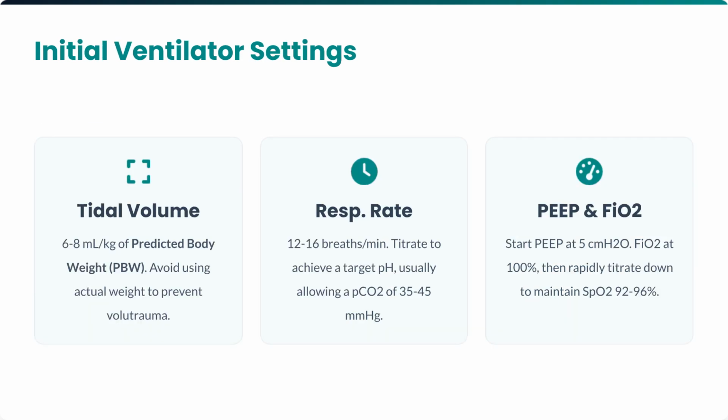Initial ventilator settings include a tidal volume of 6 to 8 milliliters per kilogram of predicted body weight. Set the respiratory rate to 12 to 16 breaths per minute. Start PEEP at 5 cmH2O and FiO2 at 100%, then rapidly titrate FiO2 down.